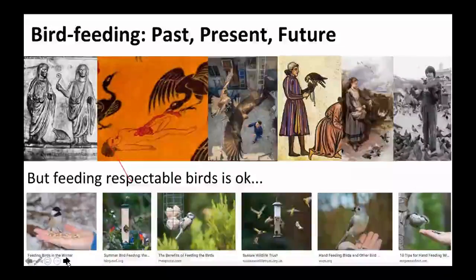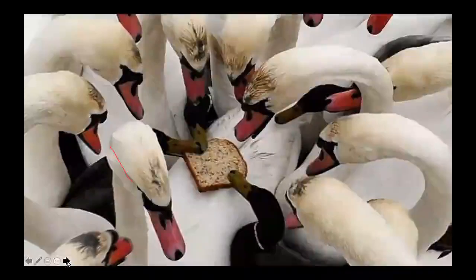And as I was saying in the introduction, there are all of these different kinds, but feeding pigeons has been seen as kind of a nuisance issue, and instead we're encouraged to feed the respectable birds. But of course, as I was saying, this comes with a lot of tension.